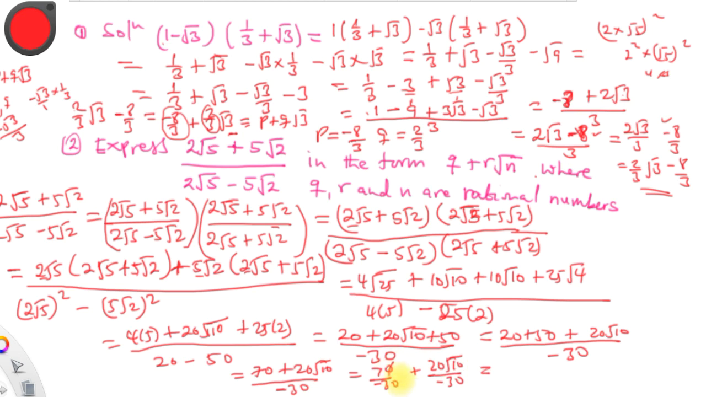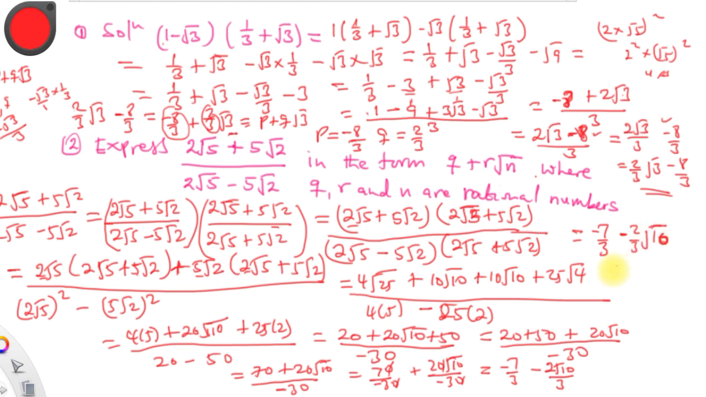Okay. So we cancel this, and then this will cancel this. The zeros will cancel. So we have negative 7 over 3, and then minus 2 root 10 over 3. This is what we get. Okay. So we can write them as, yes, you have to write them in the form q plus r root n. So this final answer you can rewrite as negative 7 over 3, and then minus 2 over 3 root 10.